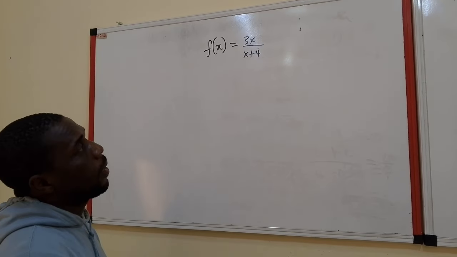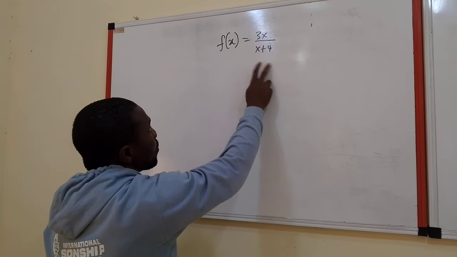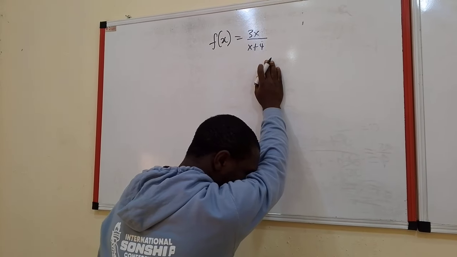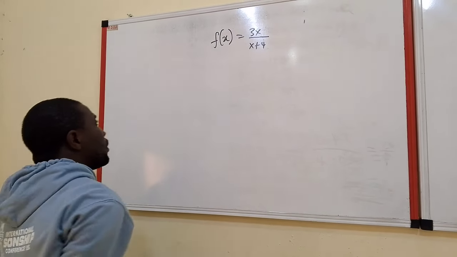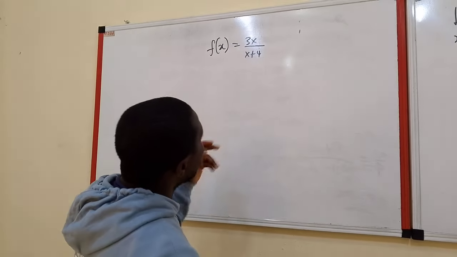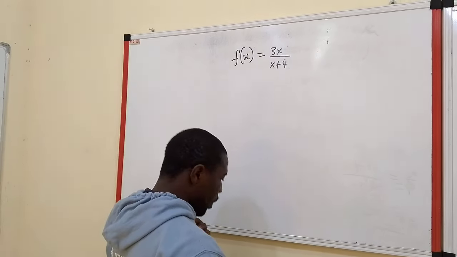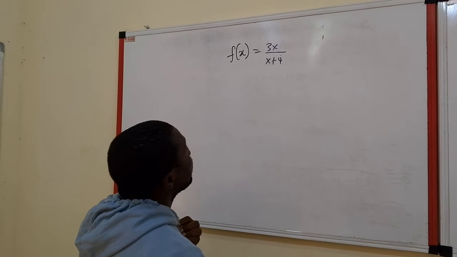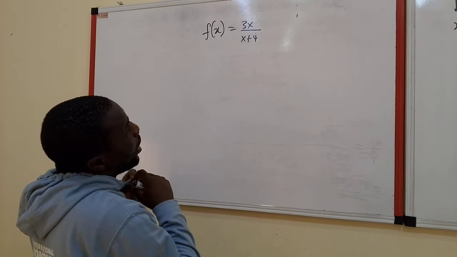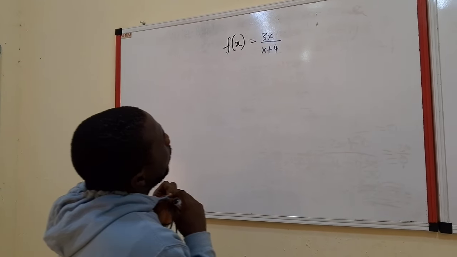Assuming you have this function f of x equals 3x over x plus 4, and then you are asked to look for the domain of this function. Remember, in looking for the domain, you first of all consider the real number, the set of real numbers.